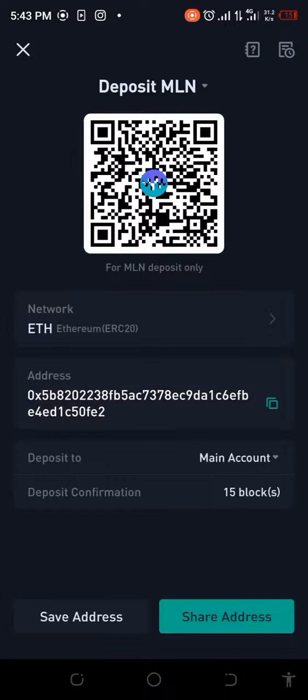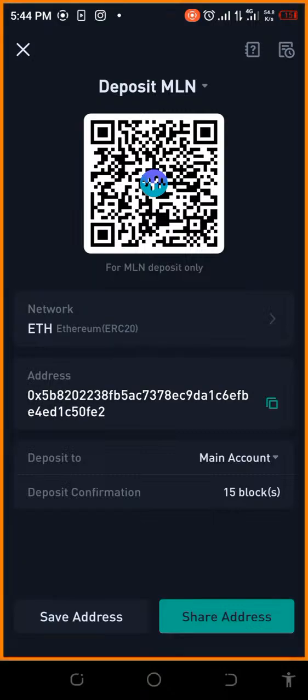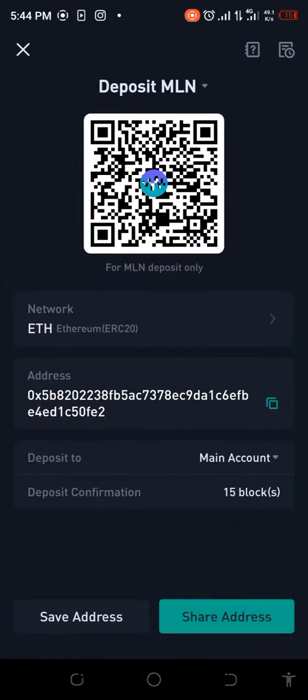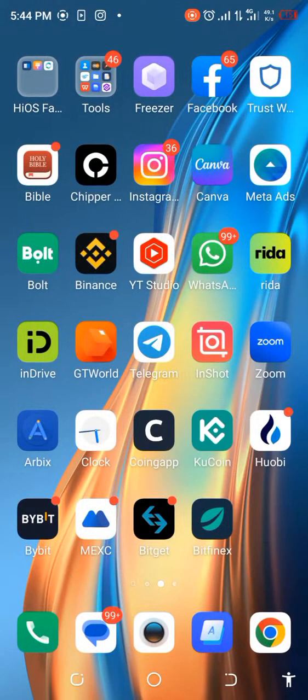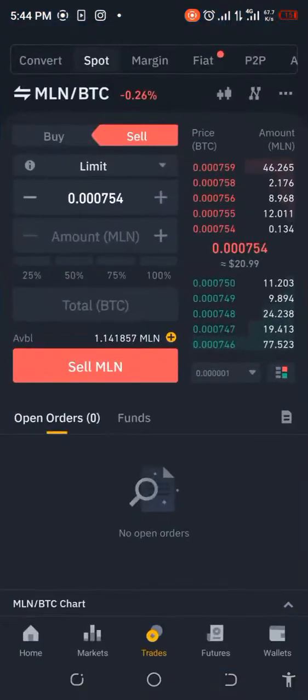Okay. So now, as you can see here, I just have to pick this. Okay. That's copied, it's ERC20. Make sure it's the same. It must be the same. Don't forget, it must be the same. Okay. So go ahead and let's run along to withdraw this.